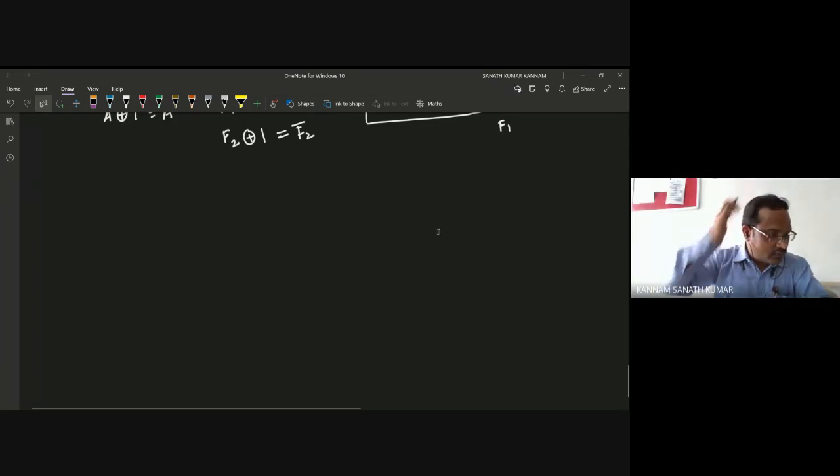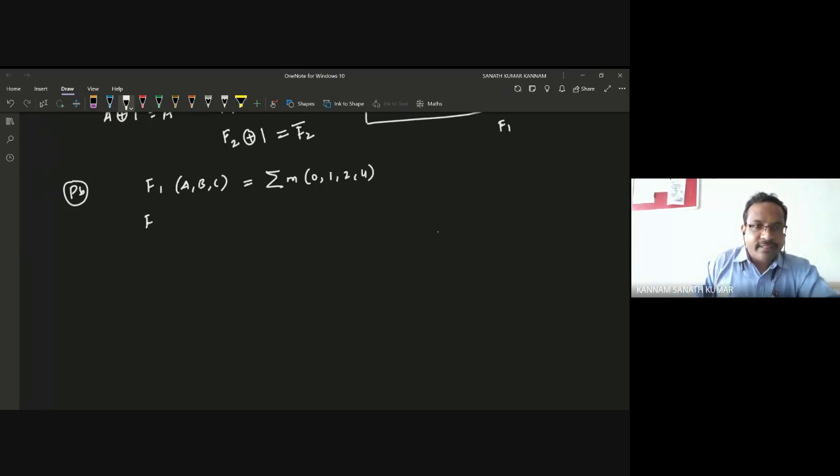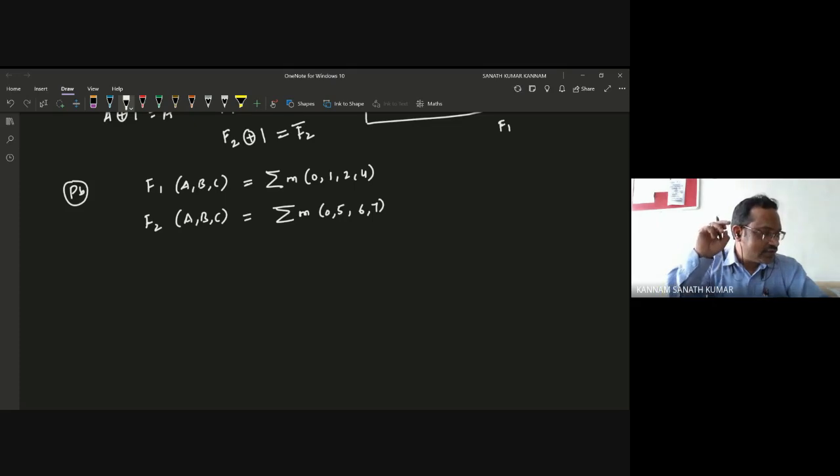So I will implement one more function. Let us take the function F1 of A, B, C equal to summation of M of 0, 1, 2, 4. F2 of A, B, C equal to SOP. He has given it in SOP, 0, 5, 6, 7. He has given the two functions. Implement the following functions by using the programmable logic array.